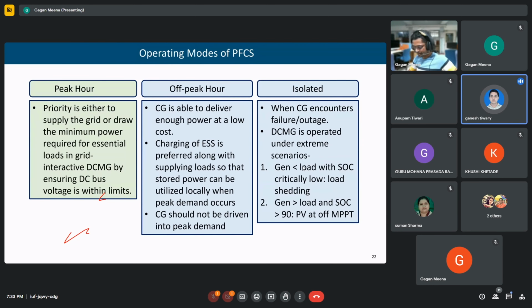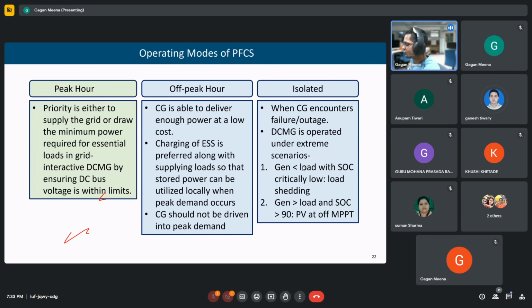If the batteries are at full charge, SOC greater than 90, then we can discharge the battery also, to a certain level. Means I want to tell that, sir, if we are using the battery less, then its life will be more. Yes, that is correct.